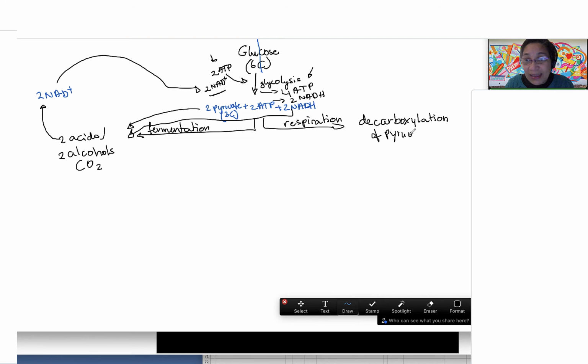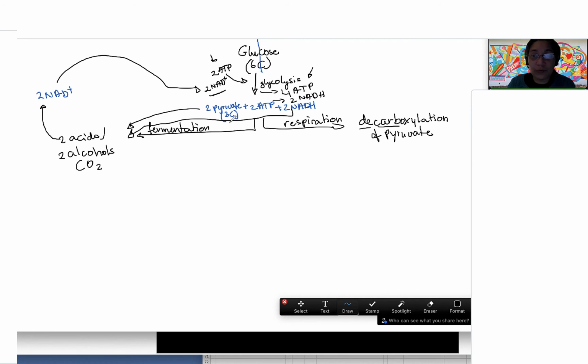But you can figure out what it means, right? De means to remove. Carboxyl refers to a carbon atom. So really what it means is we're going to remove a carbon from pyruvate. Decarboxylation of pyruvate. Pyruvate has 3 carbons. What's going to happen if we remove one? How many are going to be left?